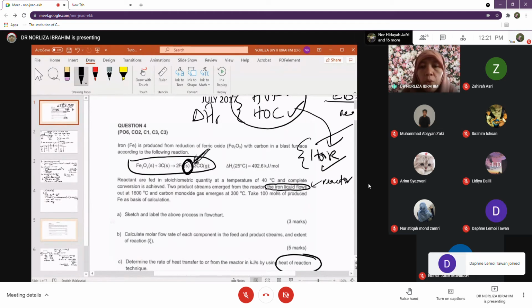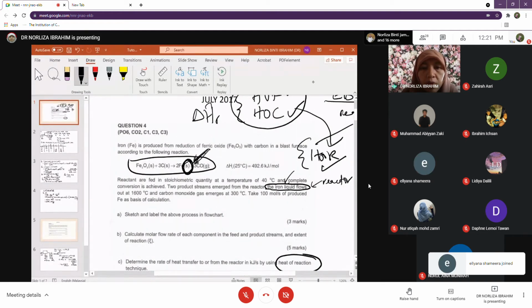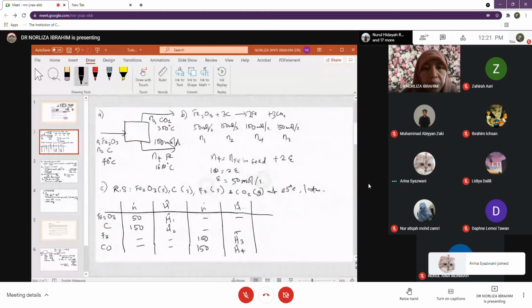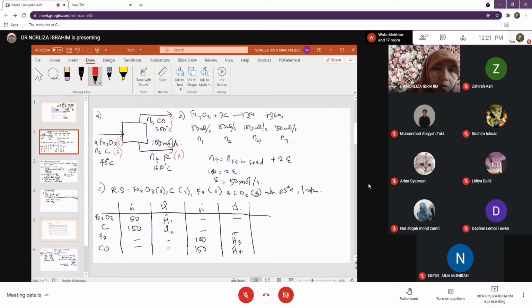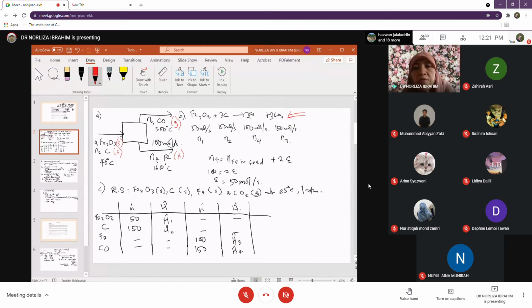If you want to draw, your product will be iron liquid, not iron solid. If I can show you the drawing, sorry, my drawing is also without the phase. This is supposed to be solid, this is supposed to be solid, this is supposed to be liquid, and this is, oh sorry, it's not CO2, it's CO gas. So the iron from the reaction is still in solid phase, but coming out of the reactor, it is in liquid phase.